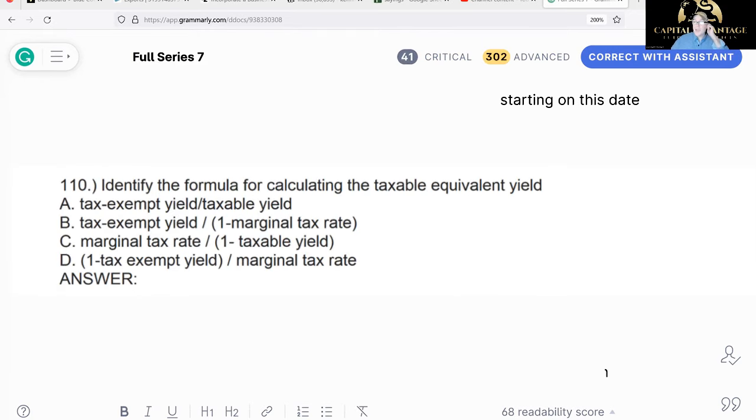Okay, here's another one. Identify the formula for calculating the taxable equivalent yield. That's all you're doing. You're going to remember it's the tax-exempt yield divided by 100 minus the tax bracket. Now, the other word they use here is marginal. Marginal tax bracket is the top tax bracket. That's the one you use. So it's going to be B as in boy. Tax-exempt yield divided by 100 minus the marginal, which is going to be whatever. We just did it 2 seconds ago.